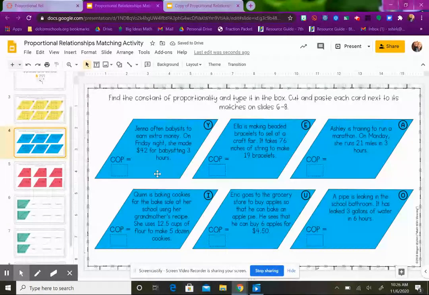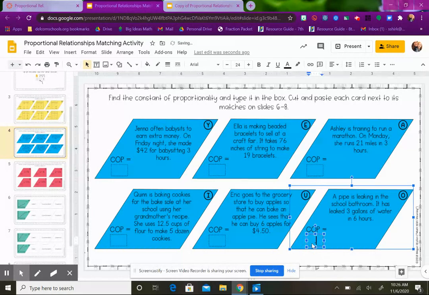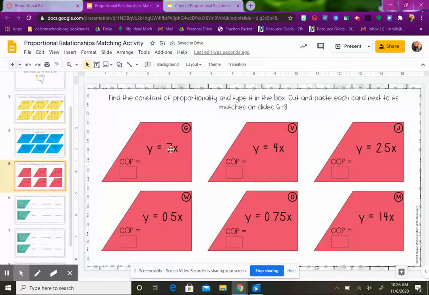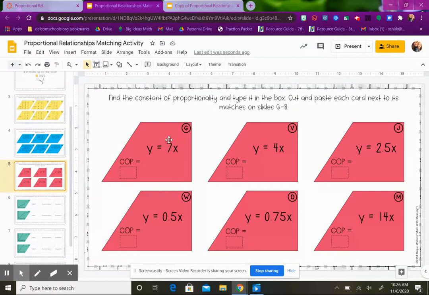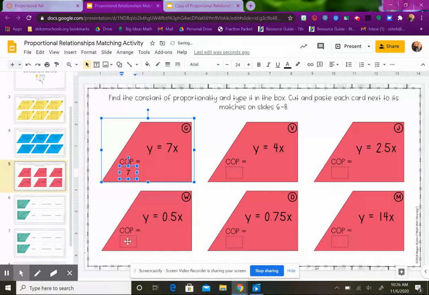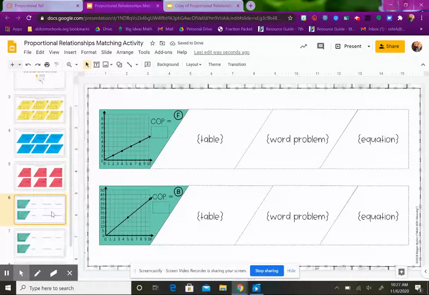All right, go to the blue slide. I'm actually going to find one that has the answer for you. I think this one right here. It has leaked 3 gallons of water in 6 hours. 3 divided by 6 is 1/2, which is also 0.5. And then if you look here, remember like I showed you on your notes, whatever number is being multiplied by x is your answer to the equation. So what number is being multiplied by x? This one is 7. This one is 0.5. Notice I'm following a trend with this. I need this one. And the graph.